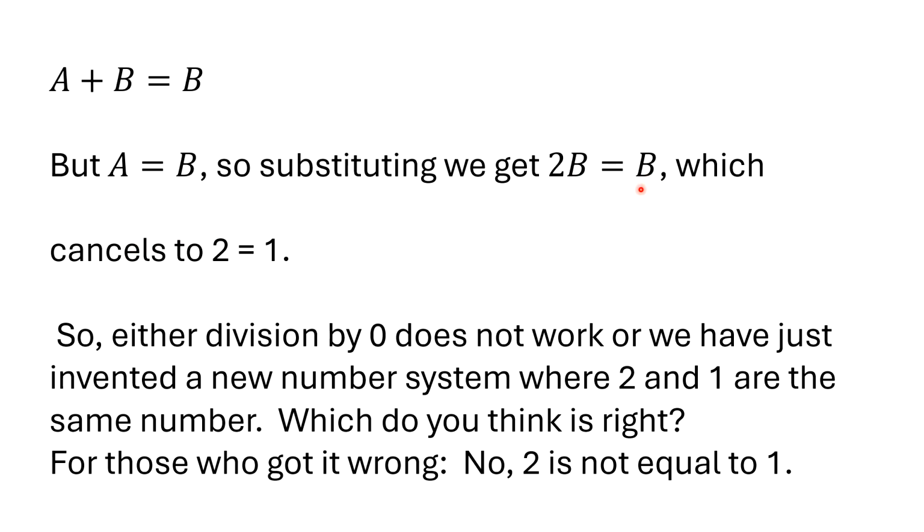We can divide both sides by B here. The 2 equals 1. Uh-oh. So either division by 0 does not work, or we have just invented a new number system where 2 equals 1. Oh, so 2 and 1 look like the same number now, all because we divided by 0. Which do you think is right? For those who got that question wrong, no, 2 is not equal to 1. And that's for any day of the week, not just on Friday.